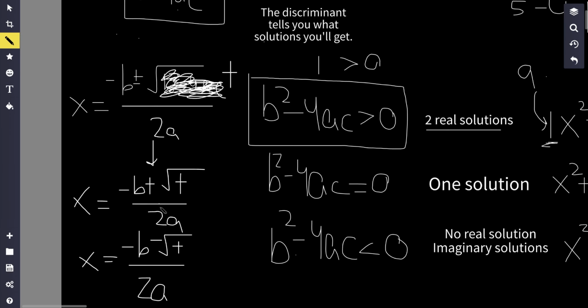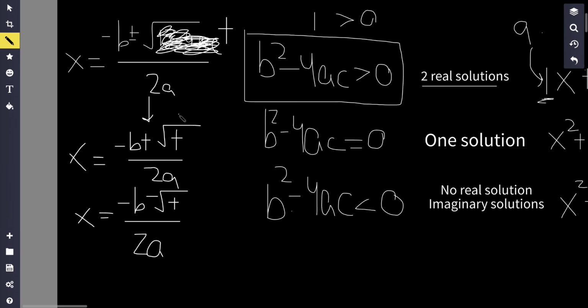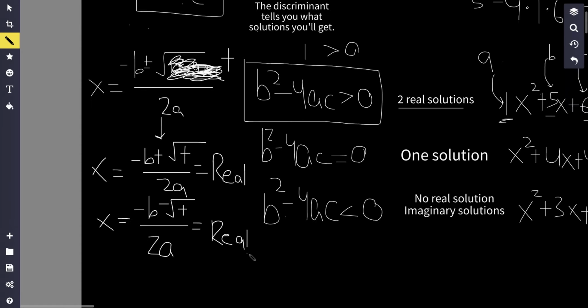But notice how either way, we still get a real answer, right? The square root of a positive number is a real number, and we can do all of this calculation, and we'll still end up with this right over here being a real answer, and this right over here being a real answer. So we got two real answers, right?